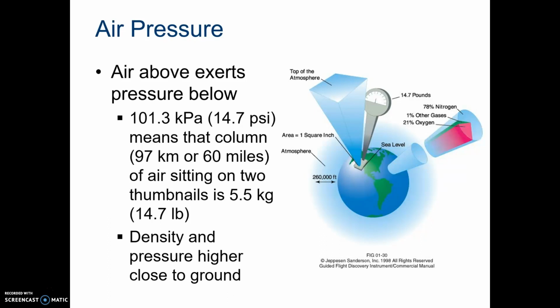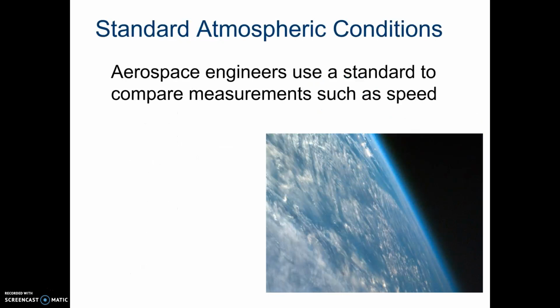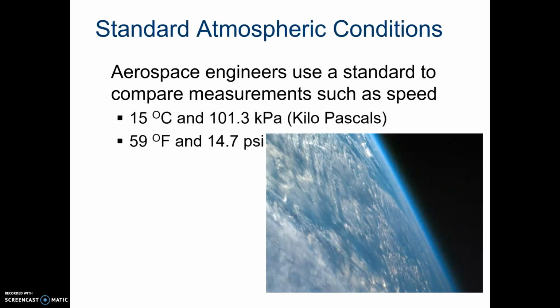Density and pressure are higher closer to the ground. Obviously, as you go to higher altitudes, the density and the pressure decrease, but that's a typical day at sea level, 14.7 psi. So for atmospheric conditions, aerospace engineers use a standard to compare measurements such as speed. We use these numbers here: 15 degrees Celsius and 101.3 kilopascals, or 59 degrees Fahrenheit and 14.7 psi.